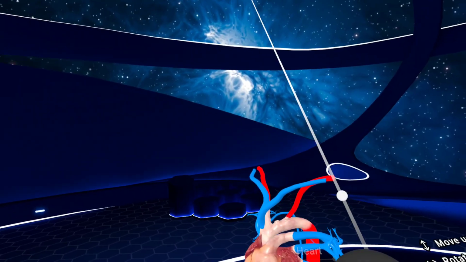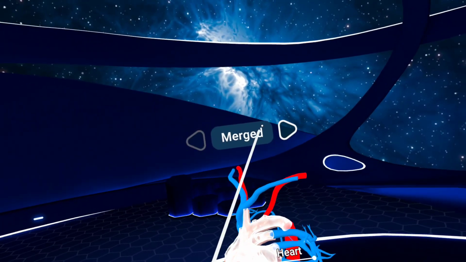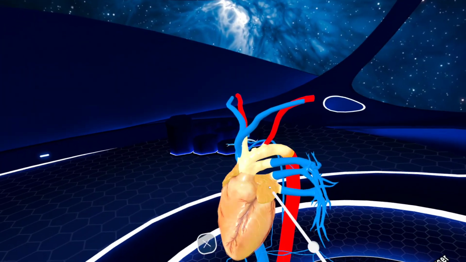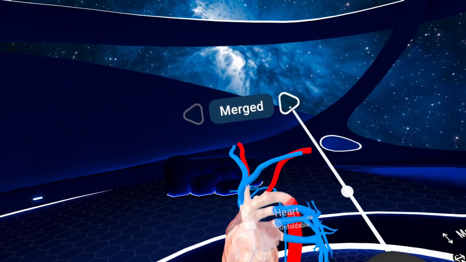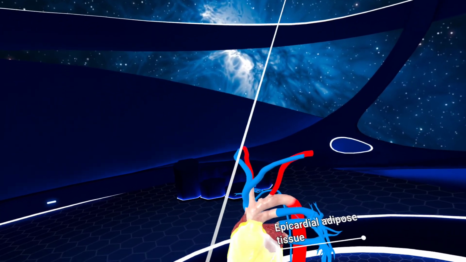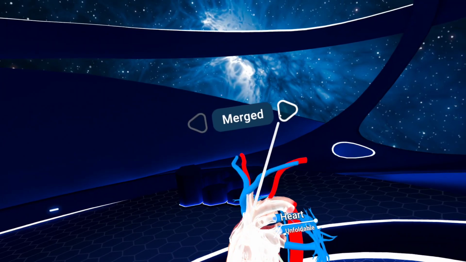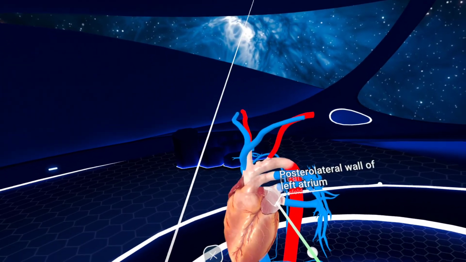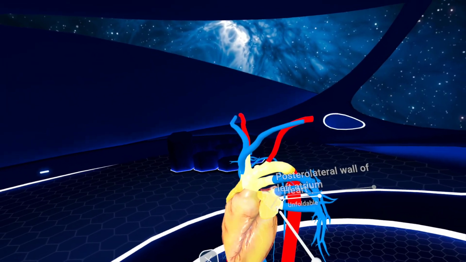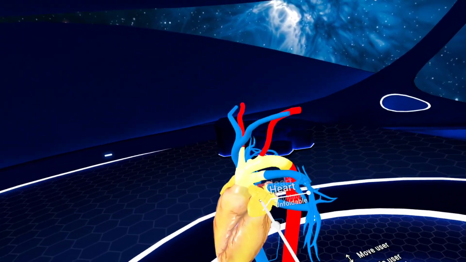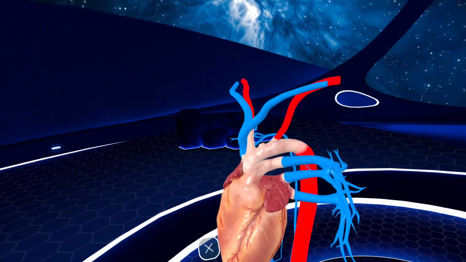Sorry, I need to unmerge it. Here we could see, okay. Here's the posterior wall of the left atrium. Although we need that, here is the left atrium.